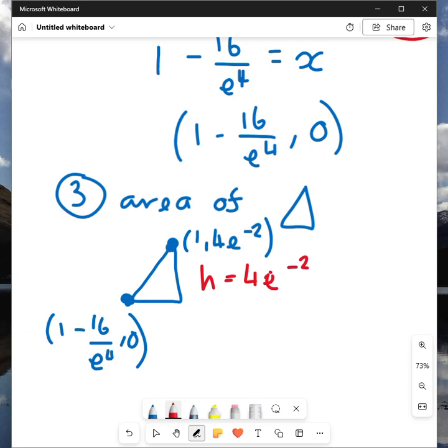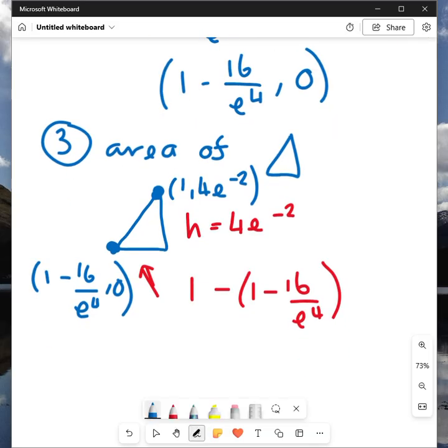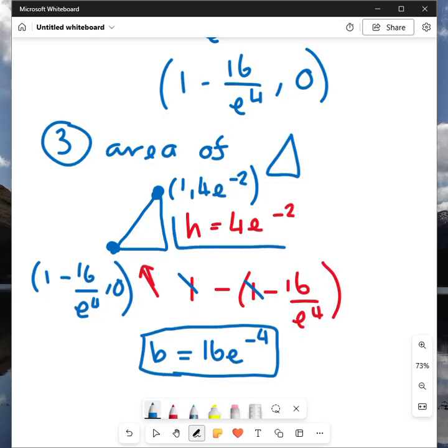And then the base, it's going to be the difference in our x values, isn't it? So it's going to be 1 minus this x coordinate we just worked out. So 1 minus 16e to the minus 4. When I do that, what is that going to get me? Well, the 1s are going to cancel out, 1 minus 1. And then we end up with a minus minus, so it just becomes 16e to the minus 4. So that is the base of my triangle, and I have the height of my triangle.